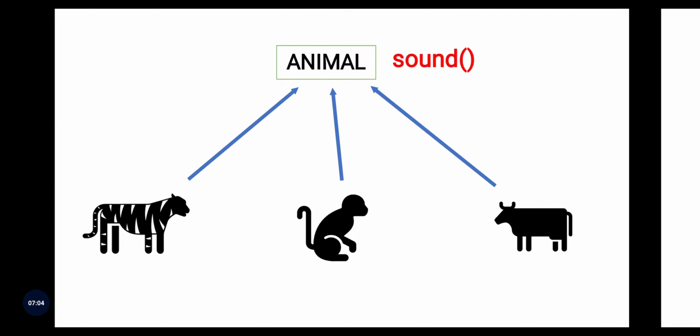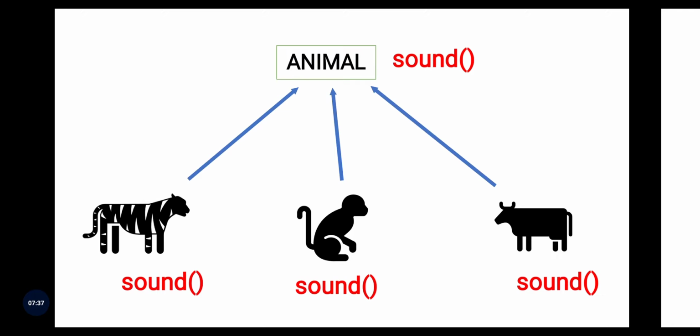So if we have a common sound function in the animal class, then all the three animals, or in fact all the animals or the subclasses which derive from the animal class, will be making the same sound. So if you implement the barking sound in the animal sound function, the tiger, the monkey, the cow, the cat, the tortoise, the snake, everyone would be barking. Well, not right, not correct. So what do we do then?